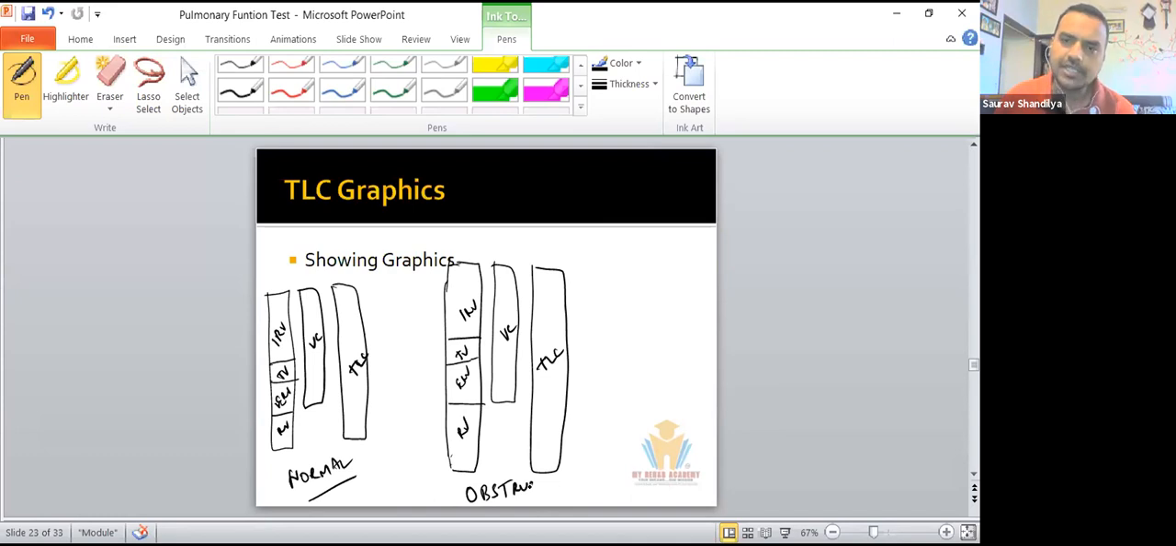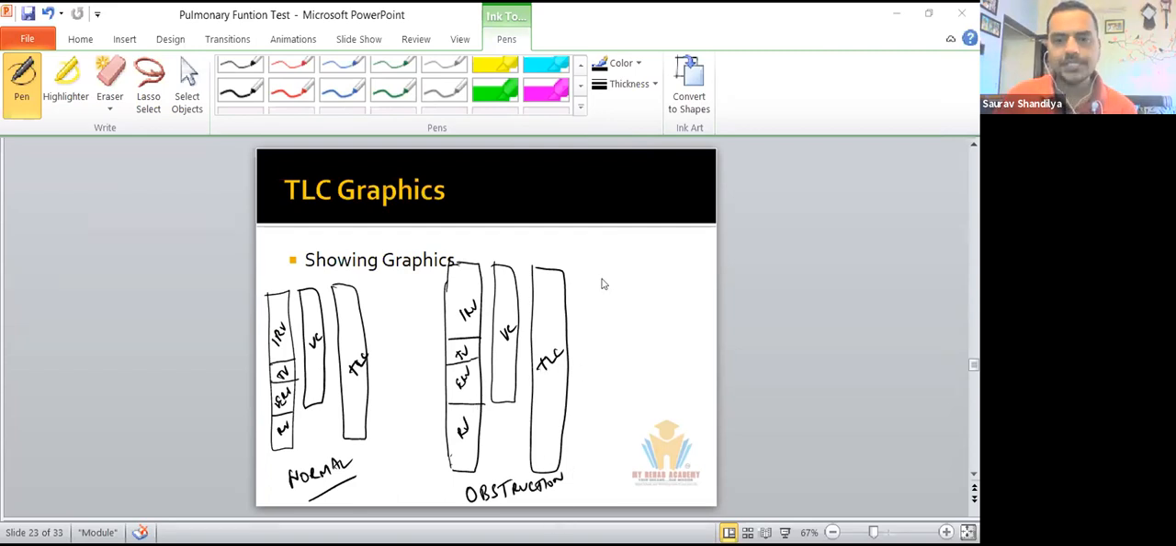Very important to understand this obstruction. Okay, I'll see the chat. My network is quite clear, so kindly check your device if you're not able to hear.